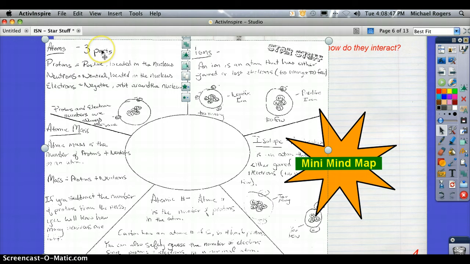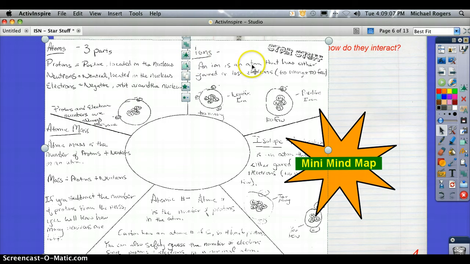But atoms come with three parts. You have protons, which are positive, located in the nucleus; neutrons, which are neutral, and they're also located in the nucleus; and electrons, which are negative, and they orbit around the outside of the atom. So you can see protons and neutrons with the electrons going around the outside. And in a normal atom, protons and electrons are always equal to each other.